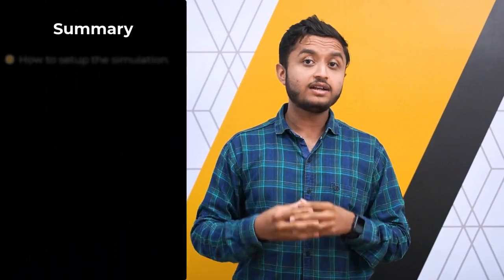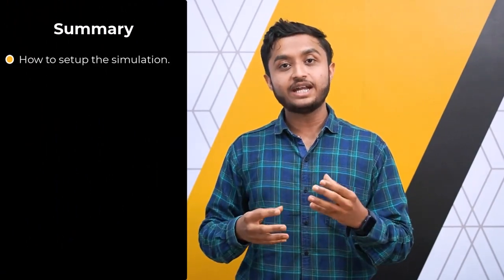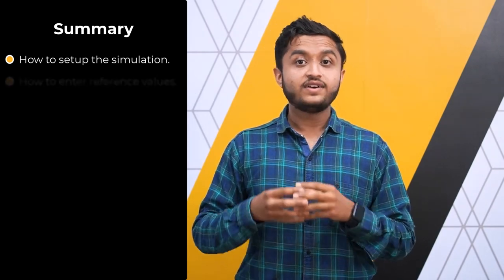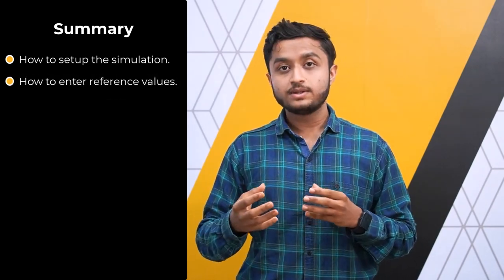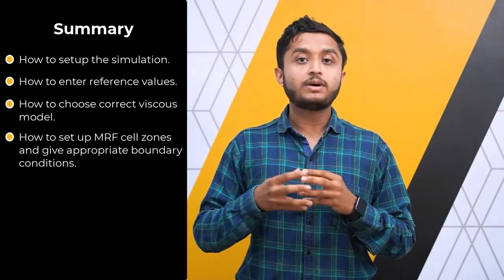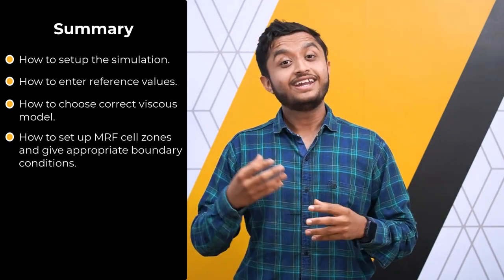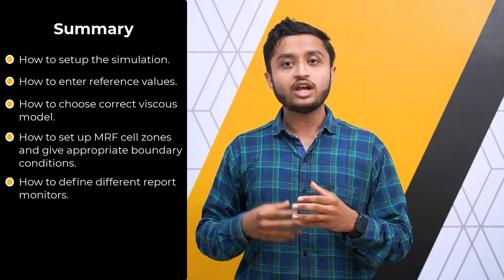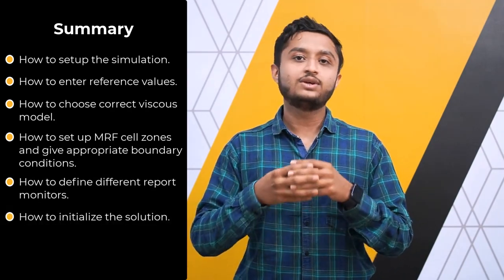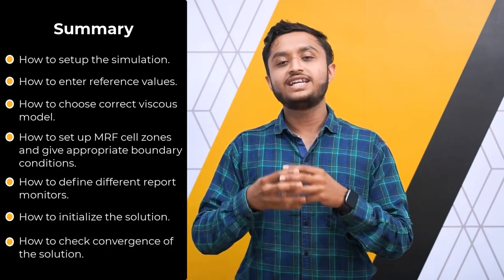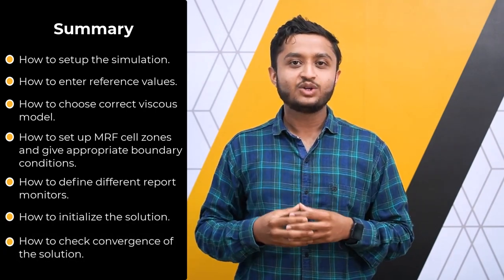Let's summarize what we have learned in this lesson. We started the lesson by discussing the problem statement at hand that is needed to set up the problem. Then we discussed how to enter reference values, choose viscous models, set up MRF zones, and give proper boundary conditions to the model. Later, we discussed how to create report definitions for lift and drag coefficients and how to initialize the solution. Finally, we learned how to check for convergence of the solution. That brings us to the end of this lesson.